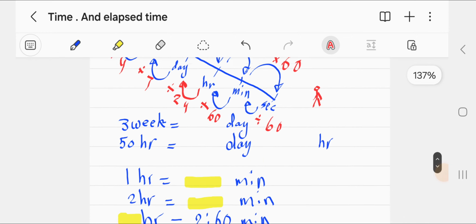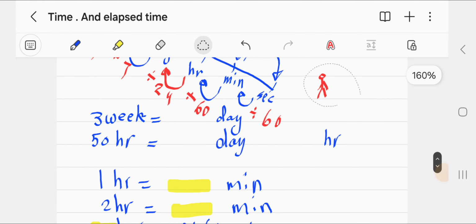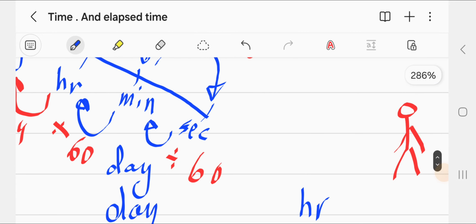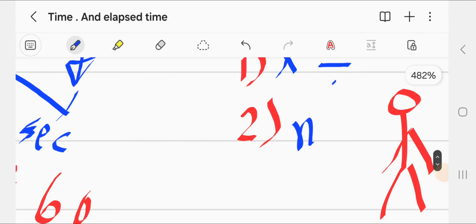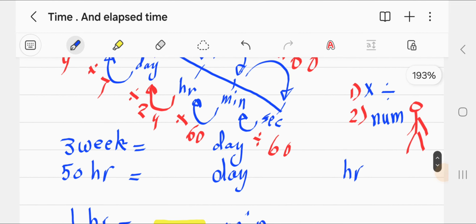Now I need to help our friend convert from 3 weeks to days. Firstly, you need to know two things. The first thing is whether it will be times or divided. The second thing is the number that you need to multiply or divide by. Let's help assist me with that one.